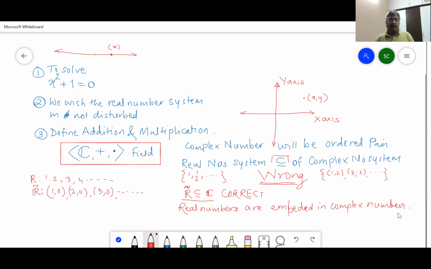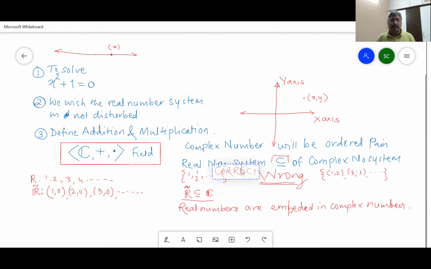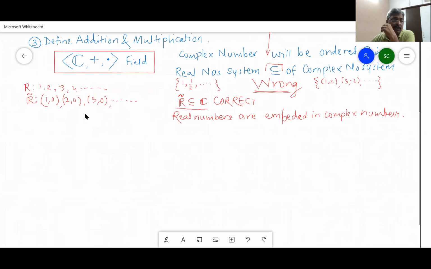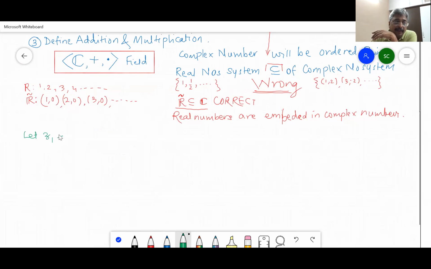Okay, so at this stage what we have agreed upon is a complex number will look like an ordered pair. Complex number will look like an ordered pair, and therefore let us write down two complex numbers. Normally complex numbers are denoted by the letter Z. So let Z1 and Z2 be two complex numbers. Of course, Z1 will look like this, Z2 will look like this.